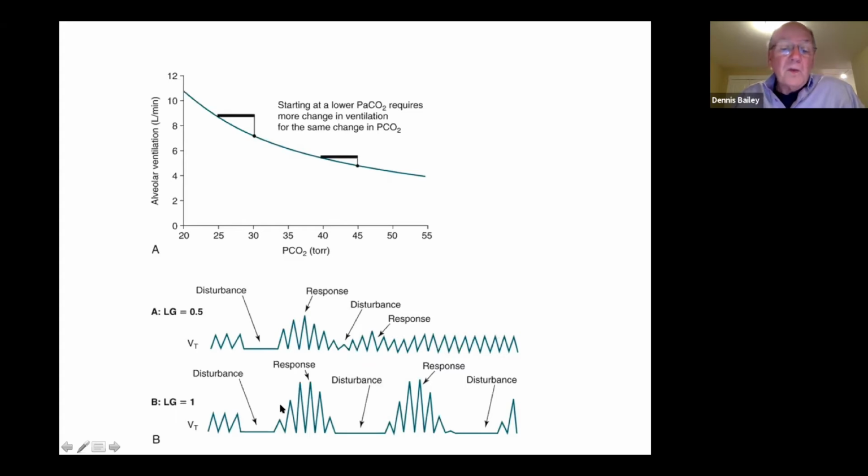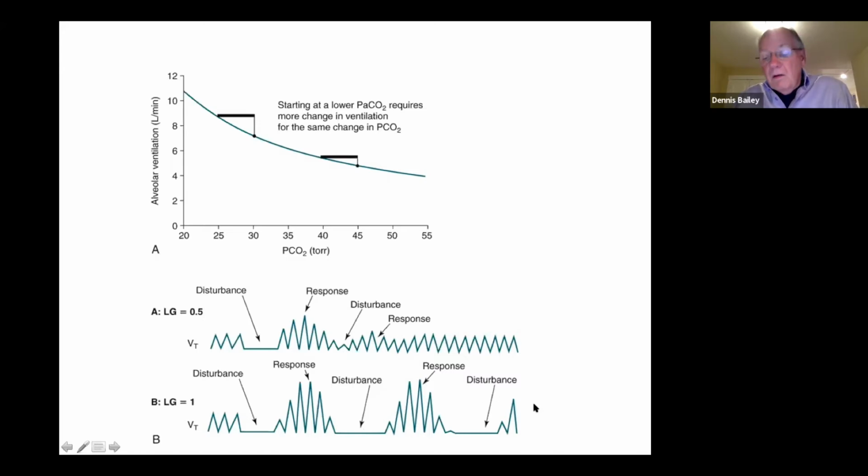Now, when loop gain hits 1 or greater, the response is a hyper response with an additional disturbance. So the arousal threshold has not been met, and it's not there to create this balanced amount of breathing. And in fact, it creates this hyperventilation that then leads to another apnea because the critical closing pressure is increased. Then there's another response, another apnea, and another disturbance. This is a high loop gain.